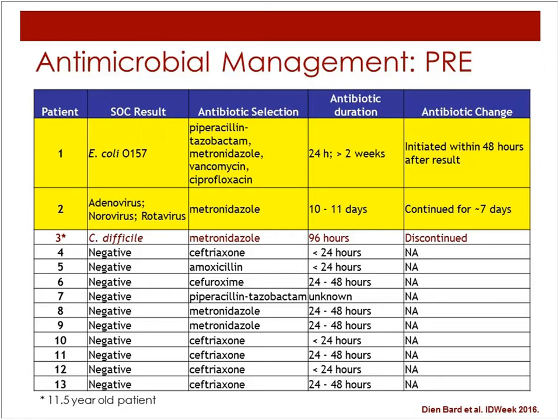In contrast, antibiotics were continued in the patient that was positive for norovirus and was initiated in the patient at 48 hours after the E. coli 0157 result came back. And then lastly, the rest of the patients were treated for 24 to 48 hours before discontinuation, but this was not based on any testing results since none were ordered.